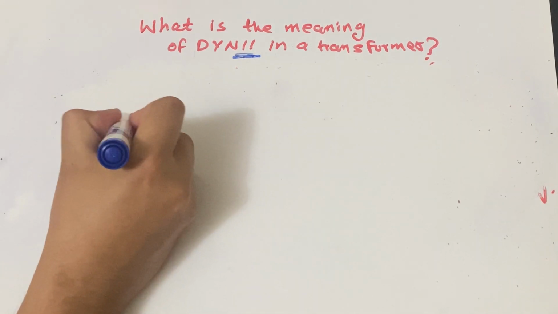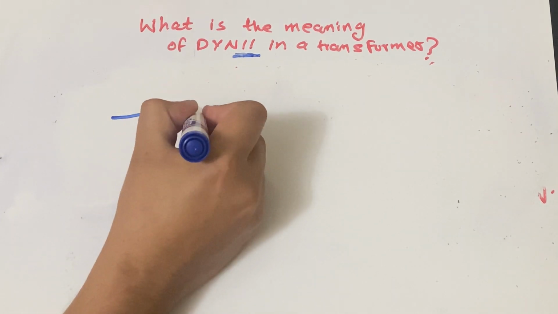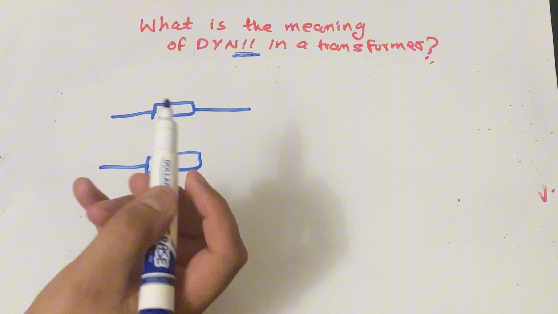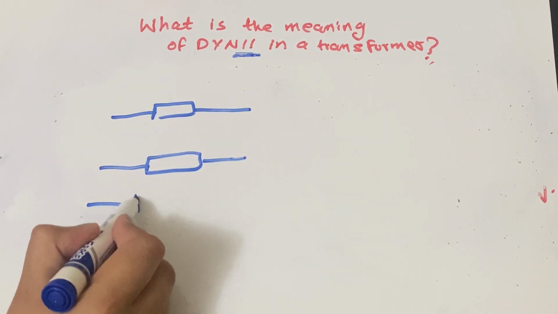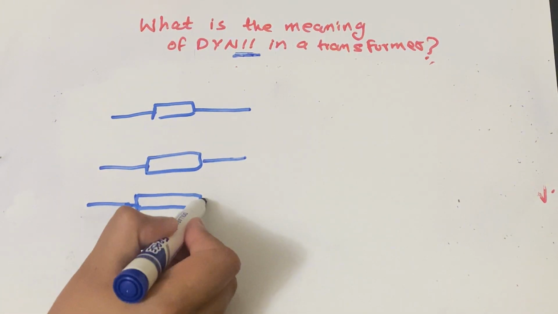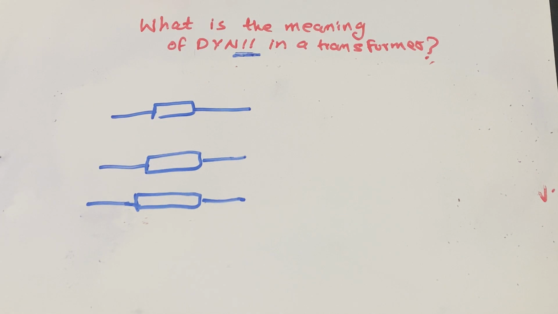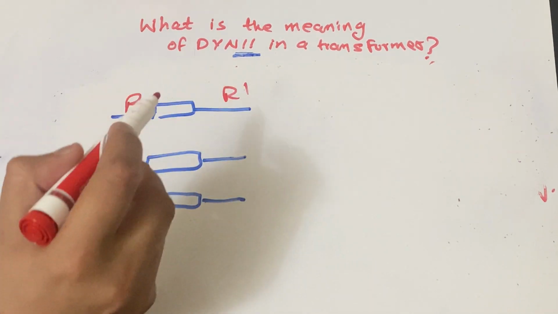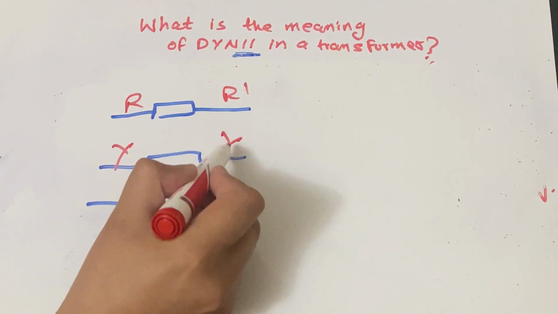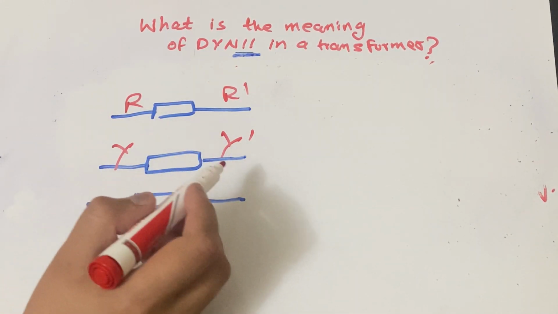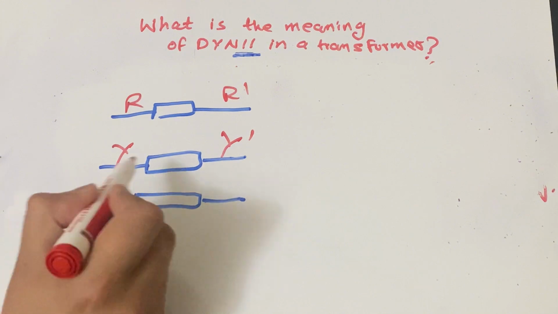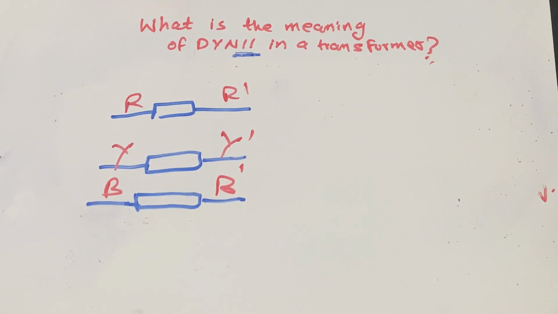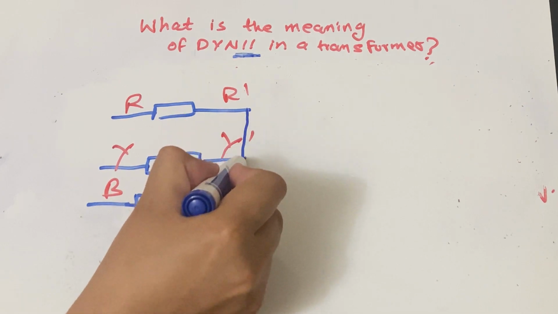So now draw the same. This is impedance. You can take resistance. It depends upon the nature of your load. So the incoming is red and the outgoing is red prime, yellow prime, same to same, blue and blue prime. So simply in star, there is a neutral wire available.